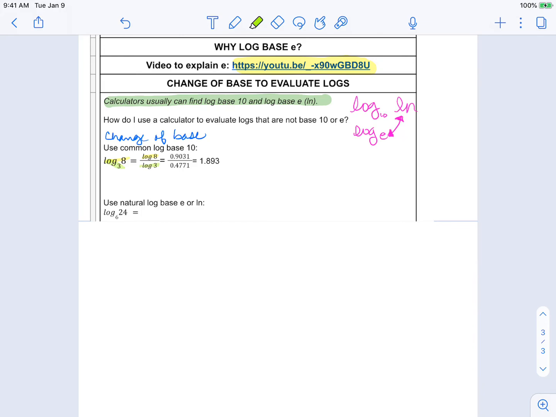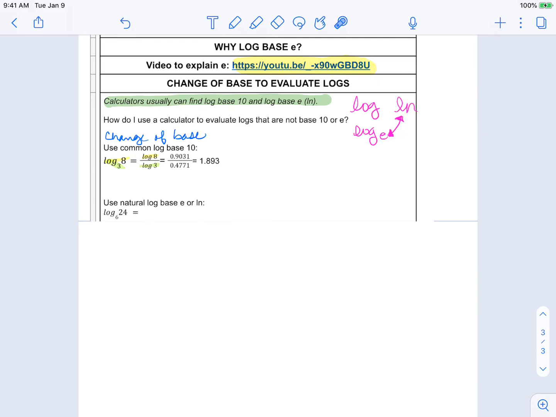So for my log of 8, I'm using this log base 10, which really doesn't have this 10 written down, so I'm going to erase that. On your calculator, I put in log and then 8, and it spits out this decimal. So my calculator will do this for me. And when I do my log of 3, I just push the log button and 3, and it spits out this number. Then when I take this fraction, I divide the top by the bottom, and I get this output here. So it's a way to get around the fact that I don't have a button for my log base 3.